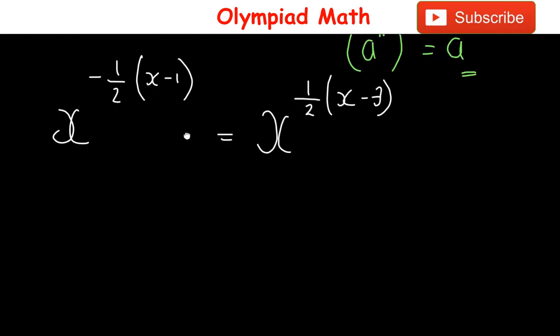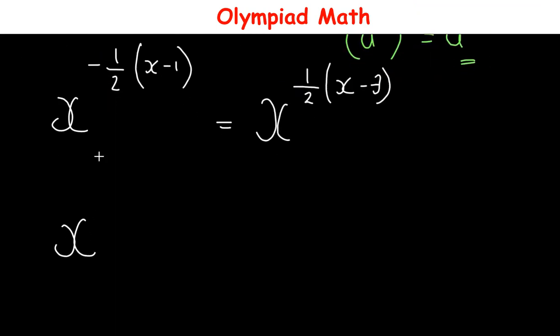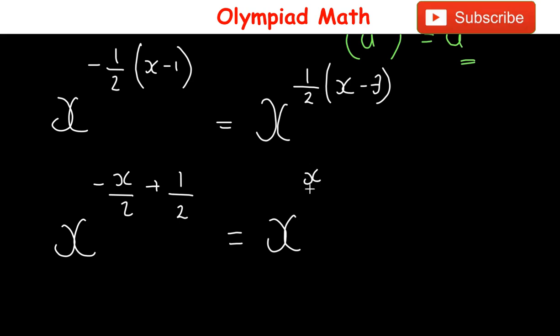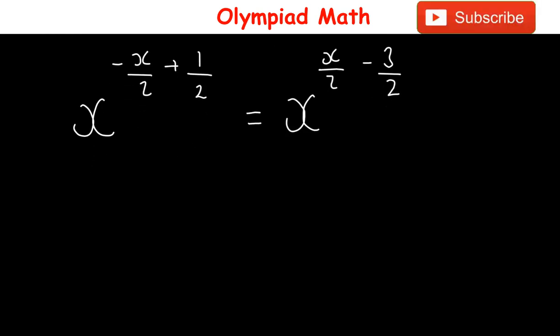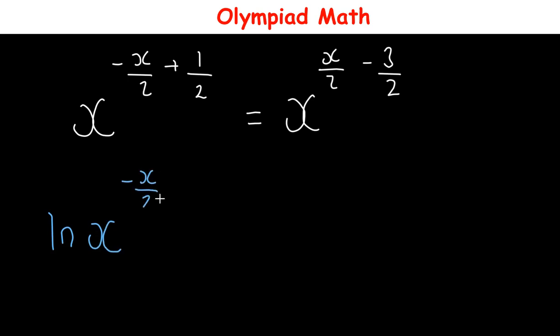such that with this we have x then raised to power minus 1 over 2 times x is equal to minus x over 2, minus half times minus 1 is equal to plus 1 over 2. This equals x raised to power 1 over 2 times x is equal to x over 2, 1 over 2 times minus 3 over 2. Now, at this junction, we are going to introduce ln to this equation. So, we have ln x raised to power minus x over 2 plus 1 over 2 is equal to ln x raised to power x over 2 minus 3 over 2.